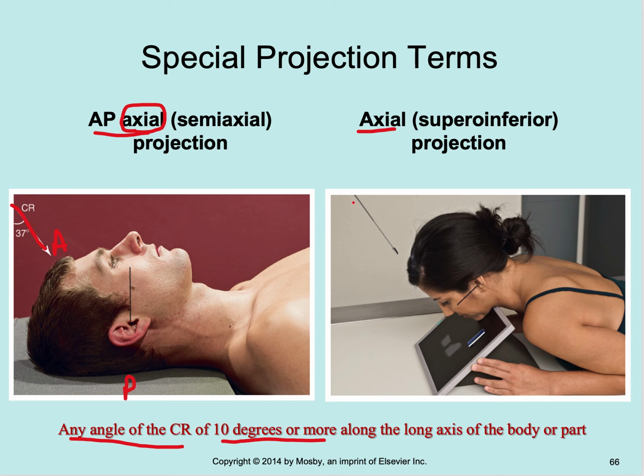Axial projection here, because you can see the central ray, the travel of the beam is angled, right? Say that this is 90, so this angle here is 10 degrees or more, and it is entering superior up here, right? Superior up here, exiting inferior down here. So this is an axial superior inferior projection.